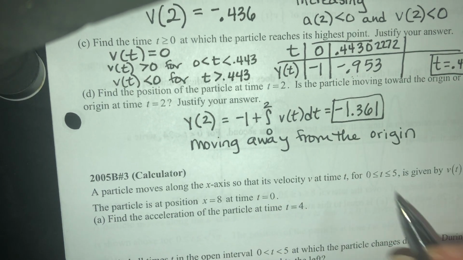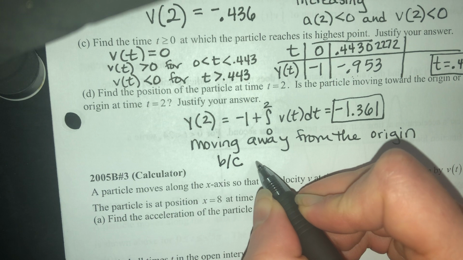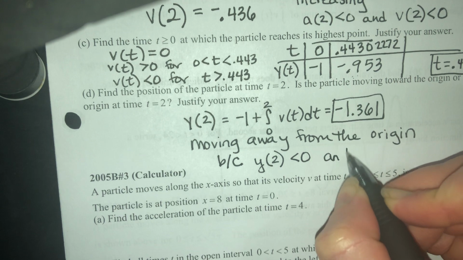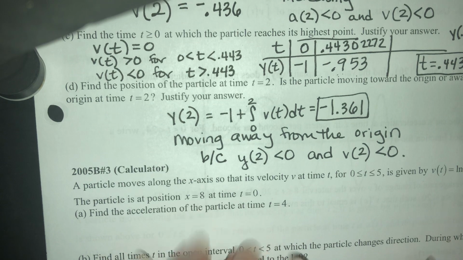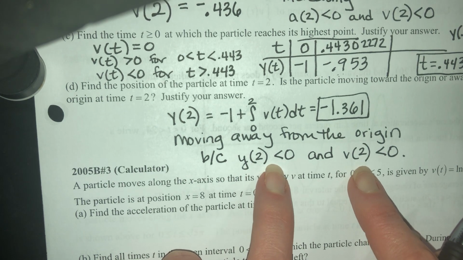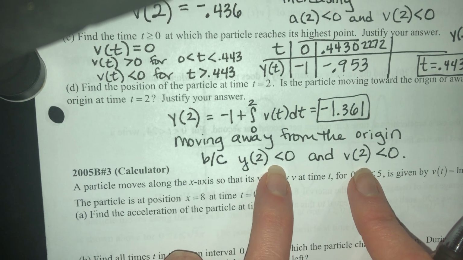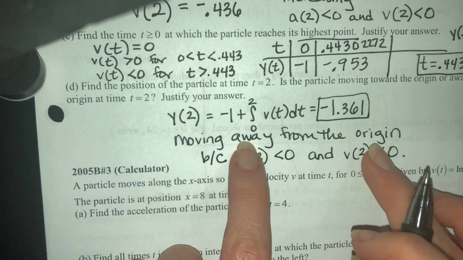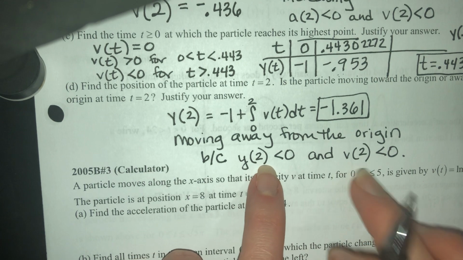So we're going to say moving away from the origin. And it says justify your answer. So I'm going to say because my position is negative and my velocity is negative. You have to cite the signs of both of these to justify that answer because there's a lot of different scenarios you could have depending on whether you're starting above and moving down or starting above and moving up, starting below, moving down, starting below, moving up, in determining whether you're going toward or away from the origin. So both of those signs come into play here.